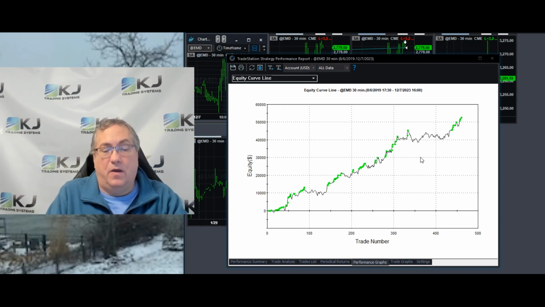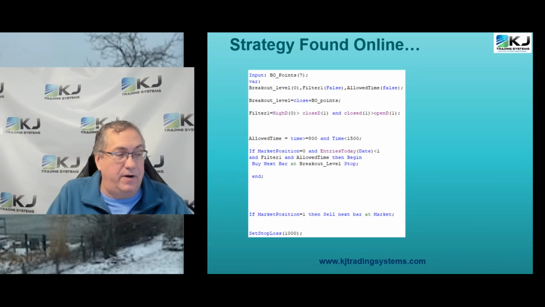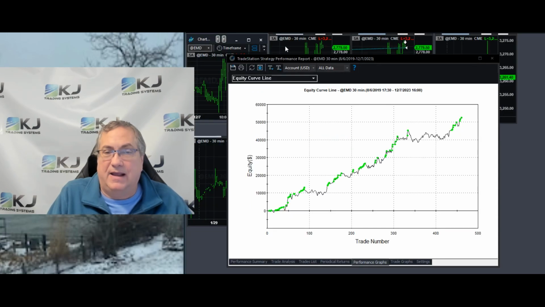So I realized probably what's going on is what they showed in their code isn't exactly what they tested. Let's go back to their code, and you see they had one input that they call breakout points, and they had a value of 7. So I suspected that they might have optimized that value and shown some different results. And so that's what I did in the next chart.